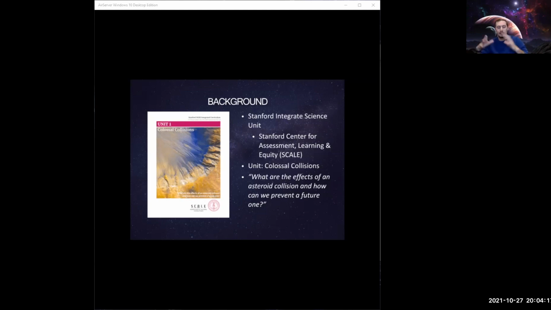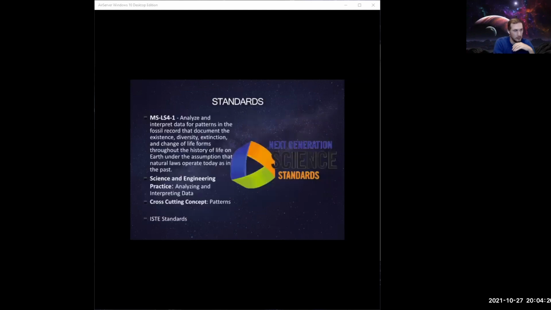And the whole idea of the unit is to answer the big question: what are the effects of asteroid collisions and how can we prevent future ones from happening? And the cool thing about these Stanford SCALE units is they have the entire curriculum laid out for middle school students, from sixth grade to eighth grade, and they have them integrated so that you are using chemistry and biology and physics and physical science, all intermingled within these lessons.